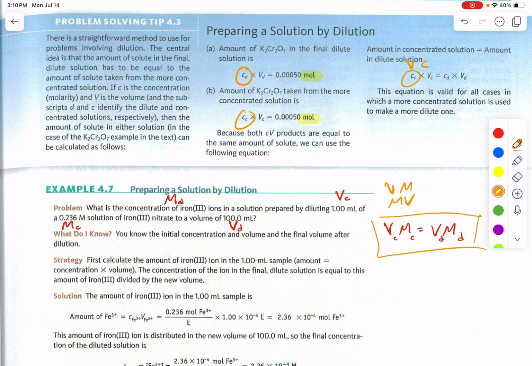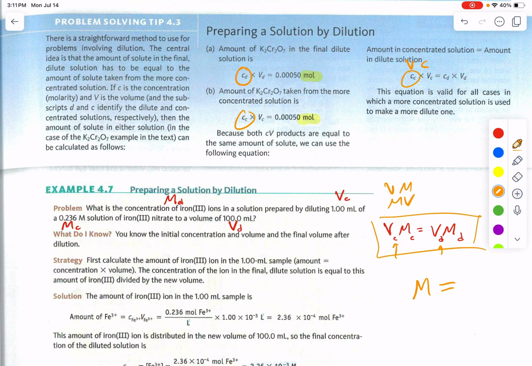But right now I use the little letter C for concentration and the little letter D for dilution. So I have my VM for the concentrate and my VM for the dilute. And again, the number of moles doesn't change. But as the volume of solution goes up, the molarity goes down. Remember, molarity is not the same thing as the number of moles. Make sure you know that.